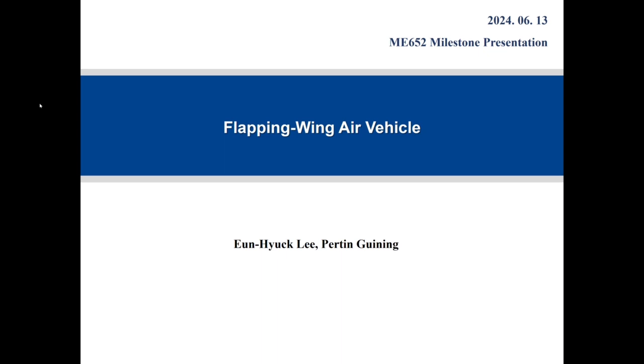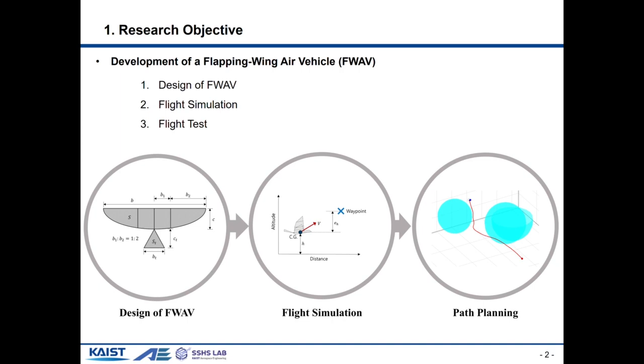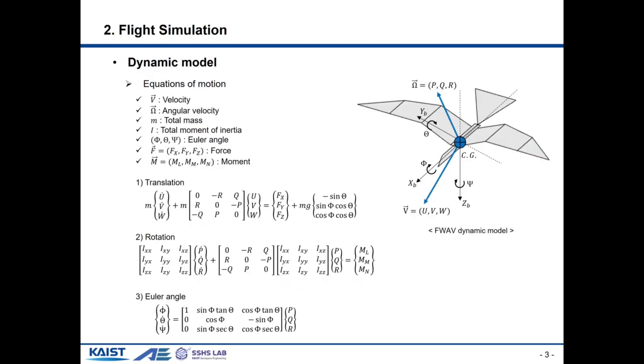Our topic is flapping wing air vehicle. The goal of this project is to develop a flapping drone so that it can follow the desired path and avoid obstacles. For this purpose, it was designed and went through a simulation, and finally obstacle avoidance flight with path planning was performed. For flight simulation, we have this dynamic model for flapping drone.